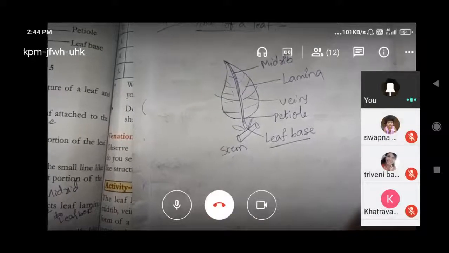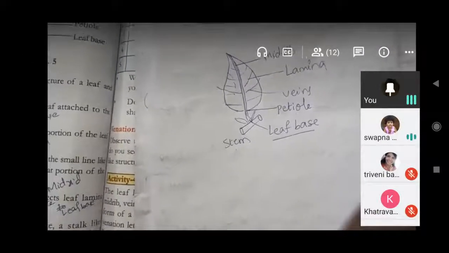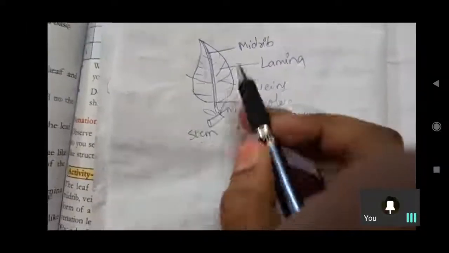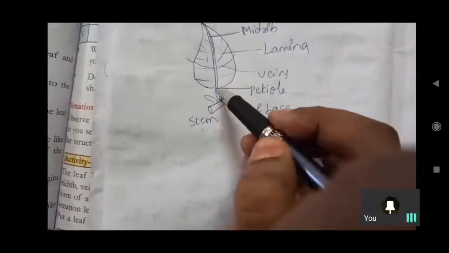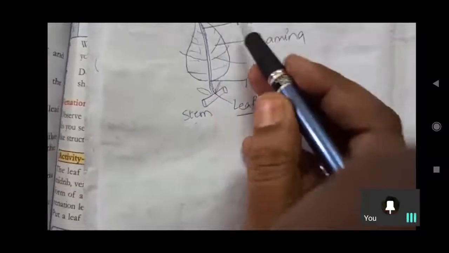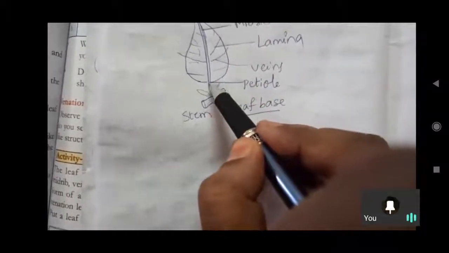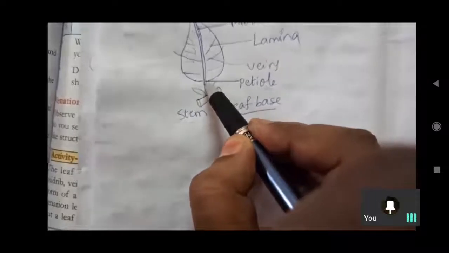Lamina is the flat surface of the leaf, and the middle thin line we can observe from the top to the bottom of the leaf, that one we call the midrib. And the end of this leaf surface is called the petiole.